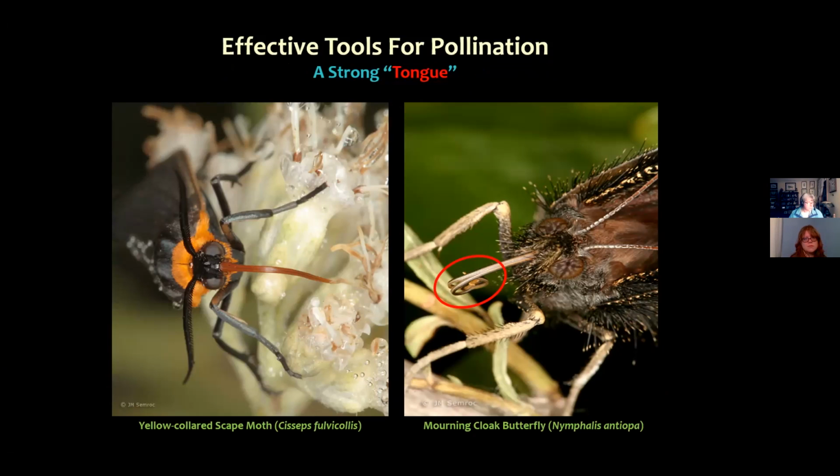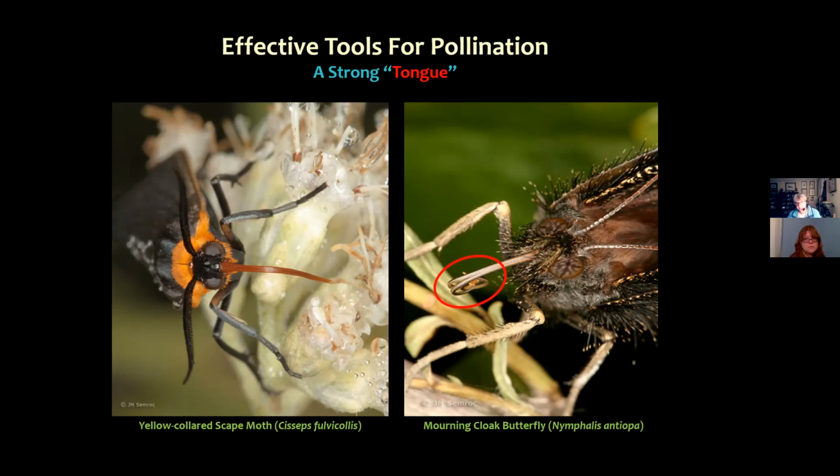But if you look at the tongue on the mourning cloak, you can see in the red that that tongue is in two pieces. What that's telling you is that that mourning cloak has very recently hatched out of its chrysalis. Because when they first hatch out, the tongue is in two pieces. And then as the day goes on, once they've hatched out, the tongue fuses together and makes one straw-like adaptation.